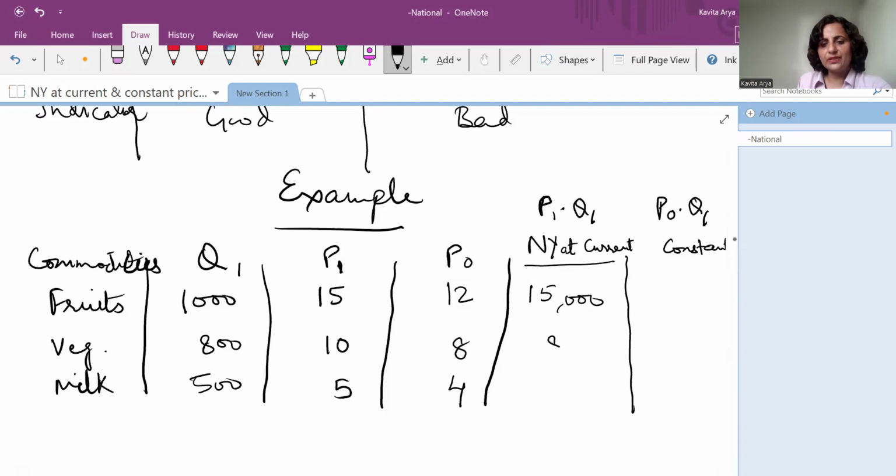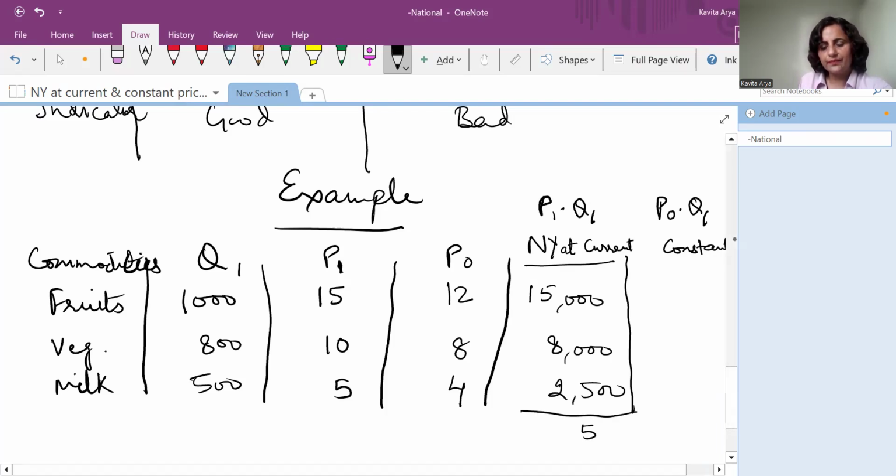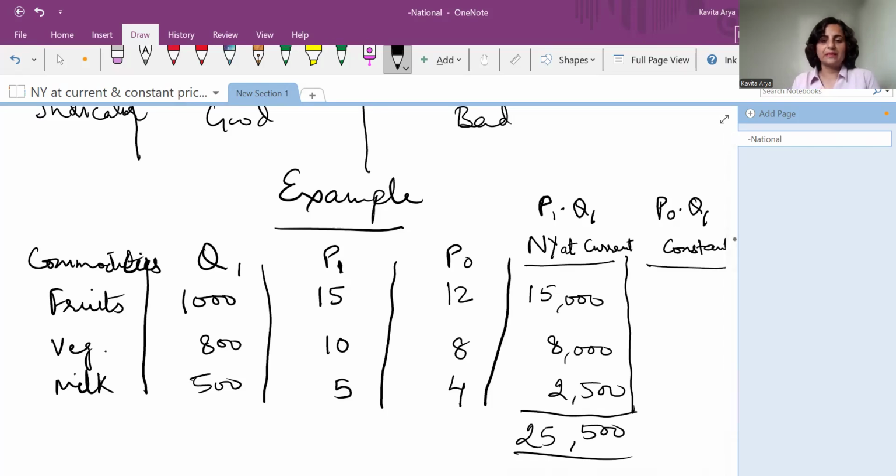10 into 8 gives you 8,000. And 5 into 500 gives you 2,500. Let's calculate. What is the total? The total comes out to be 25,500. And if we talk about national income at constant prices, see the difference.